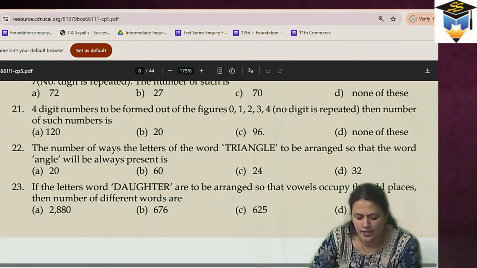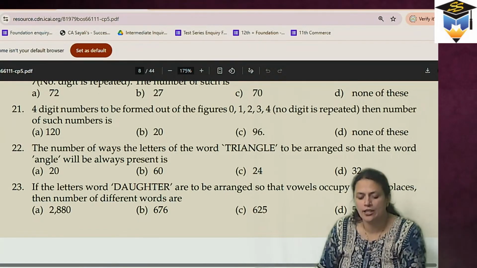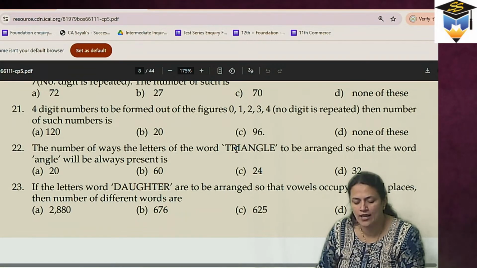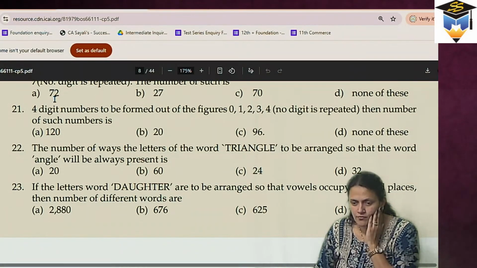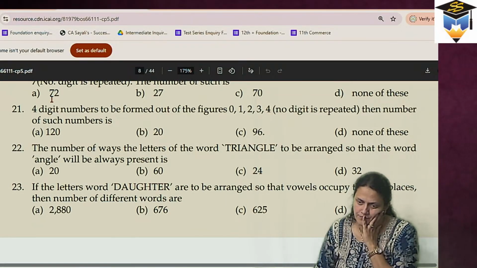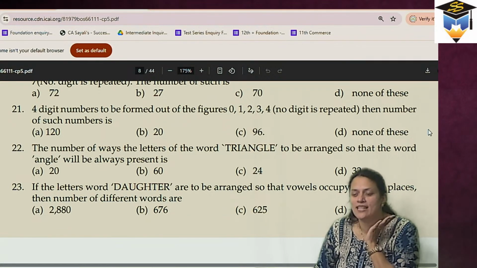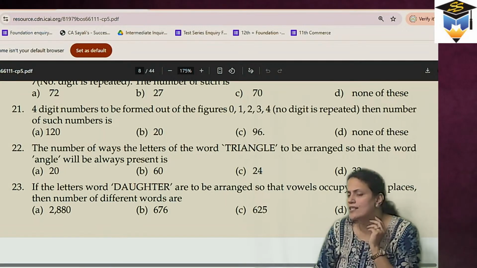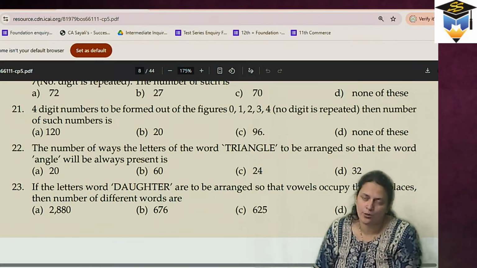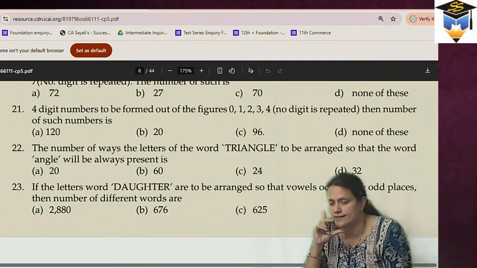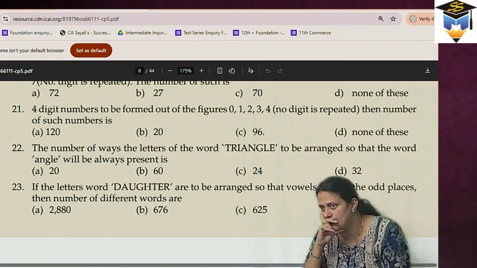The number of ways the letters of the word triangle. So उसका आंसर मैं बताती हूँ. Question number 21 का आंसर होगा 72. That is option A. 21st का आंसर बताओ. 20th का आंसर ऑप्शन ए 72 है. टेल मी द आंसर ऑफ 21st. 96. ऑप्शन सी.